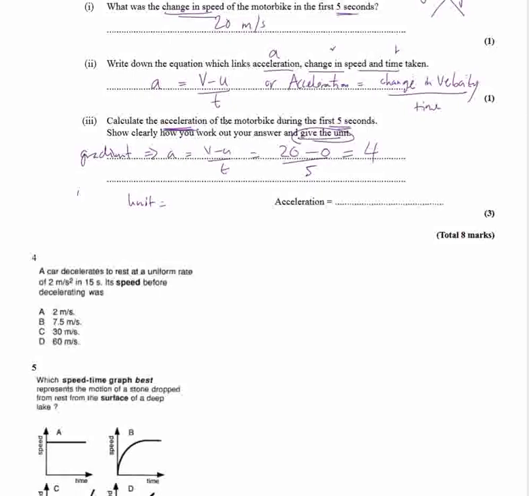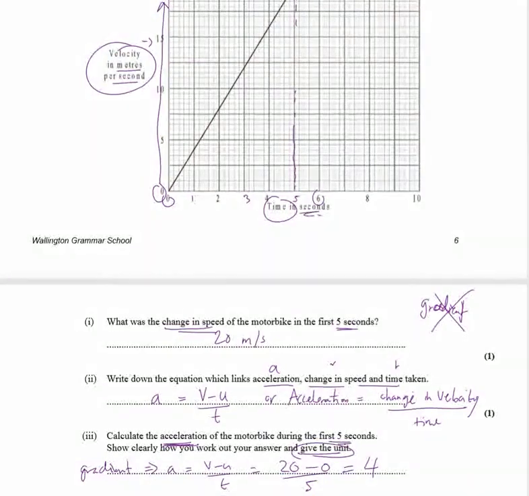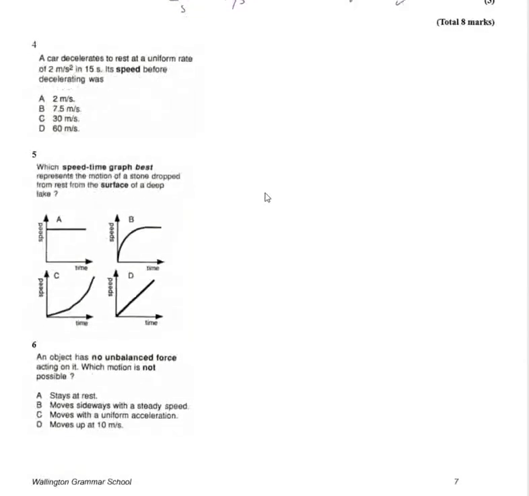So it's going to be meters per second divided by time. What's the unit for time? Let's go back and check. The unit for time is seconds, so seconds. Therefore, it's going to be meters per second squared. So the answer is 4 meters per second squared. You get a mark for the answer and a mark for the units. Good. Right, we are nearly there.